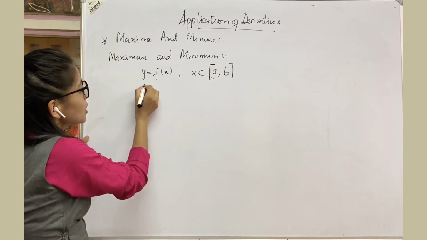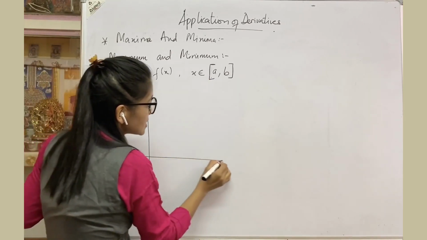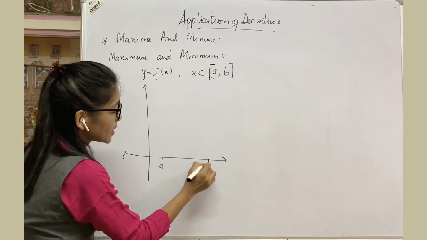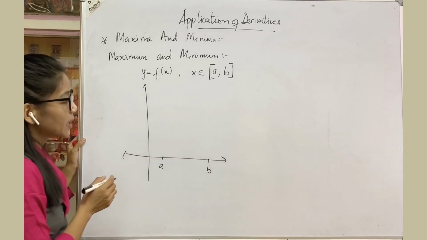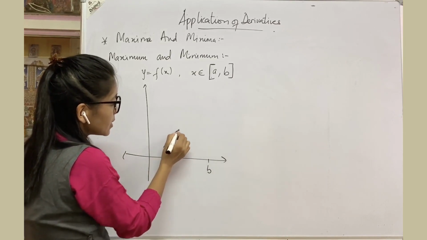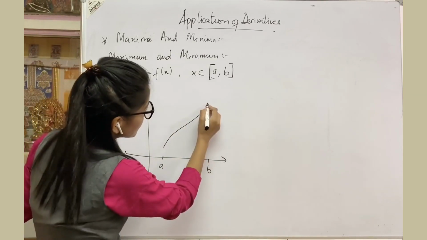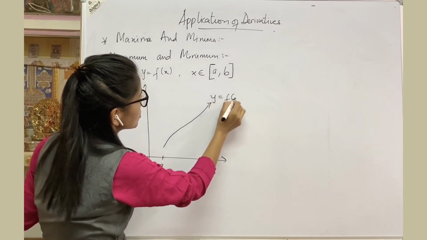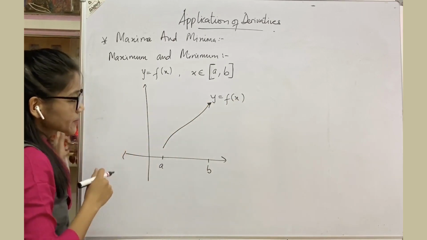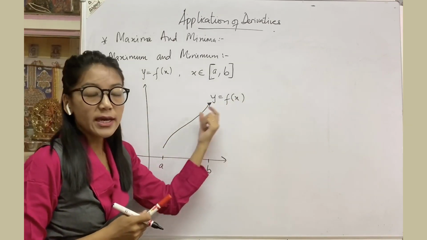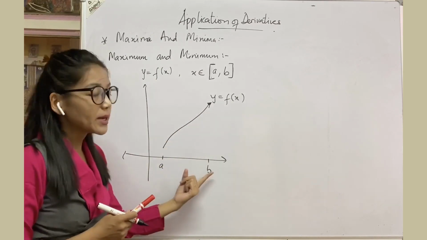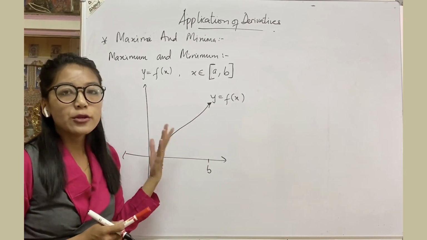Let me write the graph of this function as, for example, if I take it like this, let my interval be the closed interval [a, b], and let the graph of this function be somewhat like this, y is equal to f(x). Now you can see that the function f(x) is increasing in the interval. It's strictly increasing in the interval [a, b]. So graphically you can see that, and you know how to check it.